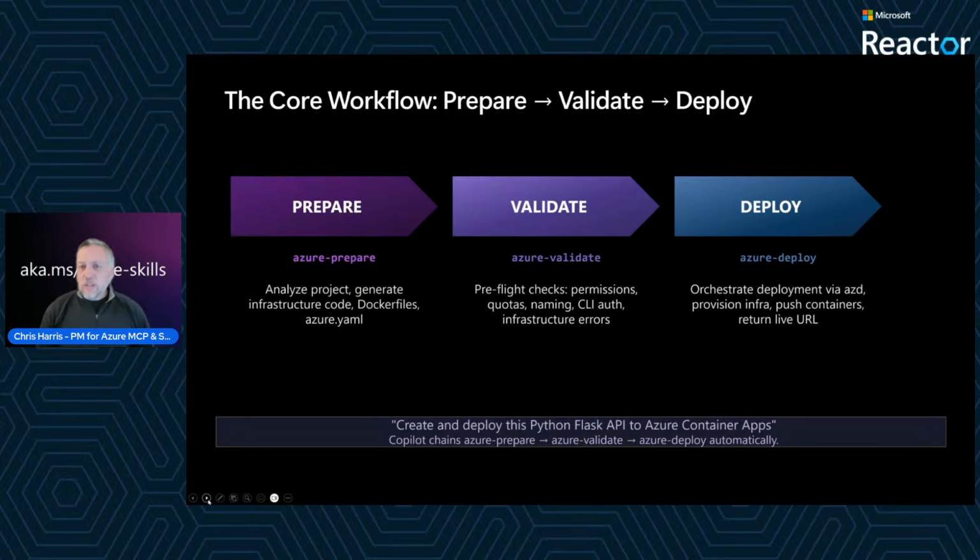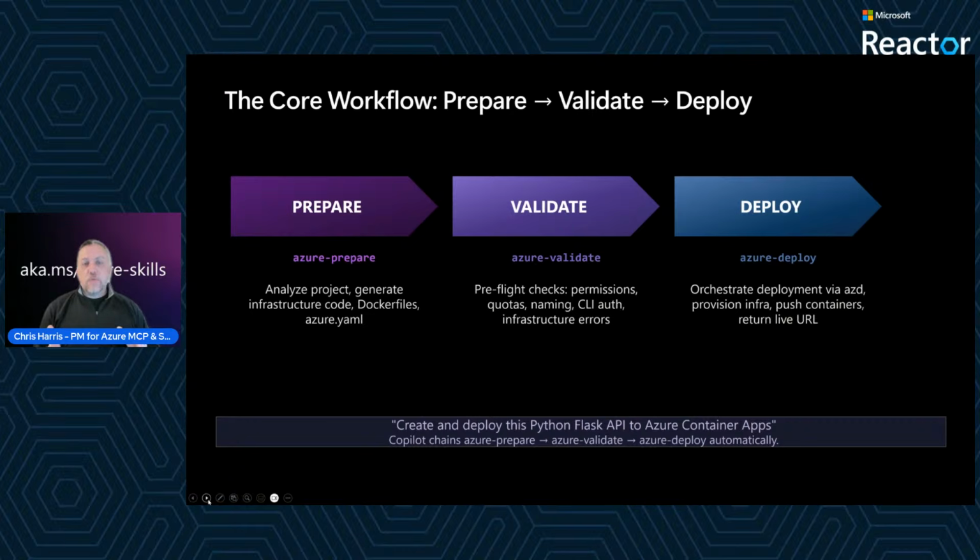Okay, so one of the core things that we do with Azure in order to get work from your machine, so code, up into Azure, is you need to deploy this thing. And so we have a set of skills: Azure Prepare, Azure Validate, and Azure Deploy. This is the workflow that we use to analyze the application that you have, to generate the infrastructure as code, or help make decisions on what's your deployment approach, to create CI/CD pipeline. We have all those options.